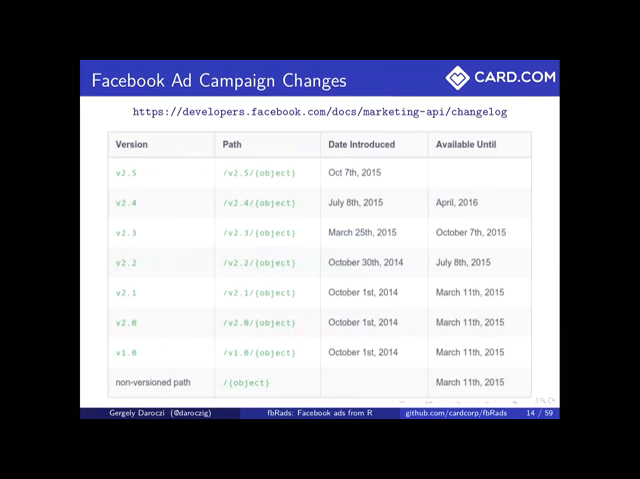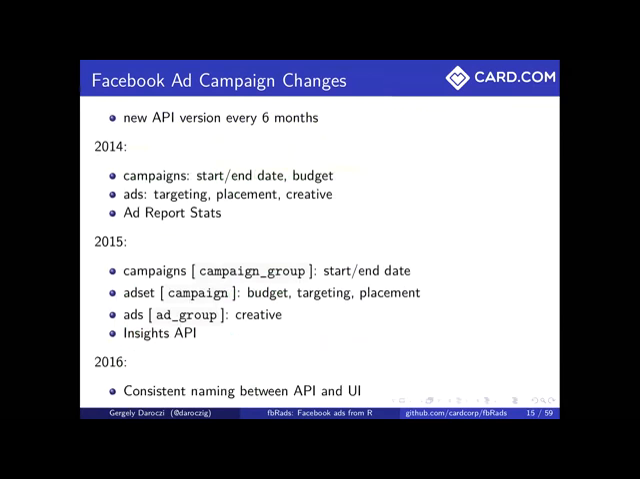If you look back at the history of this API, there were quite many changes. In the past 1.5 years, there were 7 different versions of the API. So if you are actively using it, you have to maintain your scripts and applications interacting with the API, because things can change from version to version. Just to give you a few examples, now there's a new API version every 6 months.